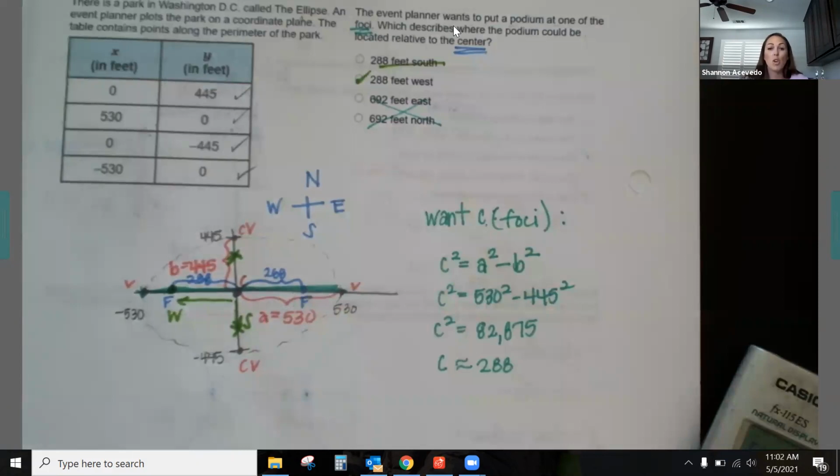Try your best. I know that these are difficult, figuring out what exactly am I looking for. Do your best, see what you could come up with, look at your answer choices.